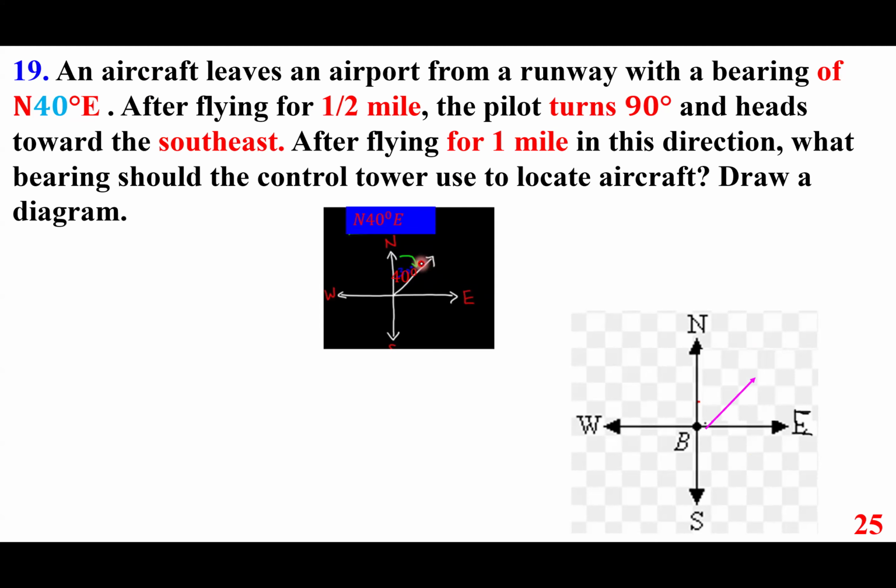So we are going in this direction after flying for what? Half a mile. So this is 40 degrees and we are going to go half a mile. Then we turn 90 degrees. When you turn 90 degrees, class, you make a 90 degree turn either up or down. Which way do we go? Head towards the southeast, so this way. After 1 mile, so this distance is 1 mile. And this is a 90 degree angle. This is 1 mile, everybody. What bearing should the control tower use to locate the aircraft?